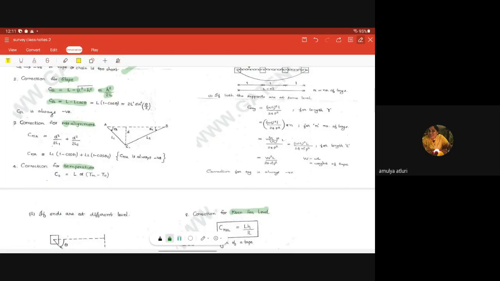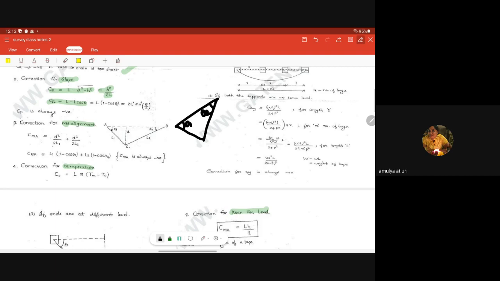Next, correction for misalignment. You can see if they are not in the same line. If my 2 points are not in the same line, if it is like this, then it has two different slopes, right? Here theta 1 and theta 2, you can see. So if I join it to the point, this line is not straight. This is not giving 90 degrees. Here we will get theta 1 and theta 2, two different angles.